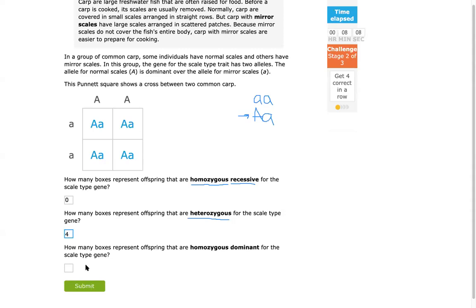How many homozygous dominant do we have? That's going to be capital A, capital A. This is homozygous dominant. See if I can get my pen going. Okay. Cortland, how many do we have? Seems like everybody is getting the answer. The answer is zero. There are none. Okay, awesome.